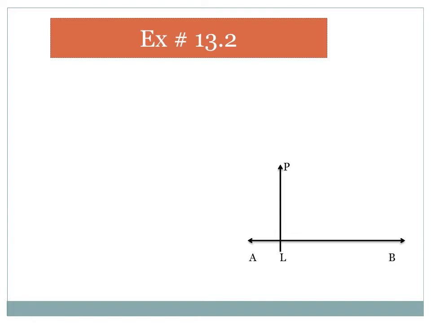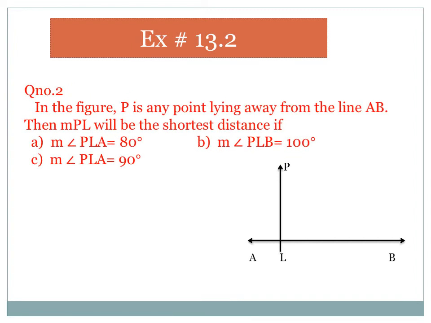By using theorem number 4, you can solve the first question of exercise 13.2. Now we will solve question number 2, which states that in the given figure, P is any point lying away from the line AB, then the side PL will be the shortest distance if measure angle PLA equals 80 degrees, or measure angle PLB equals 100 degrees, or measure angle PLA equals 90 degrees.